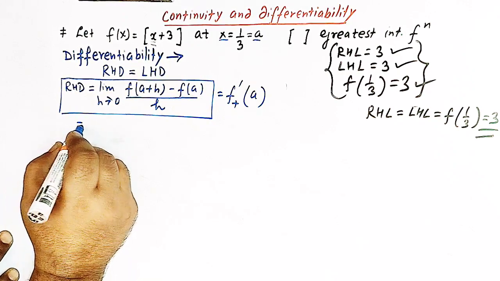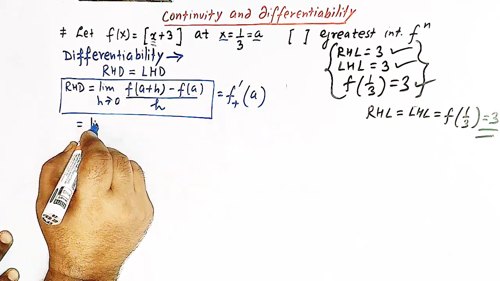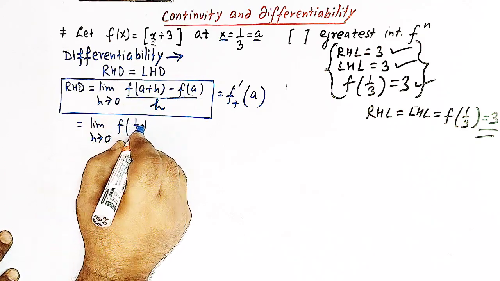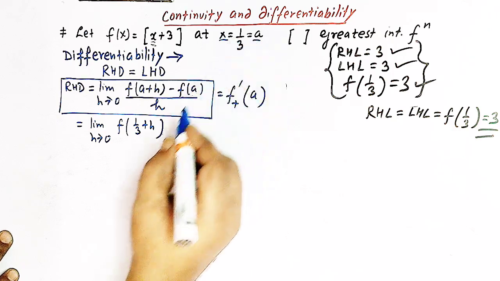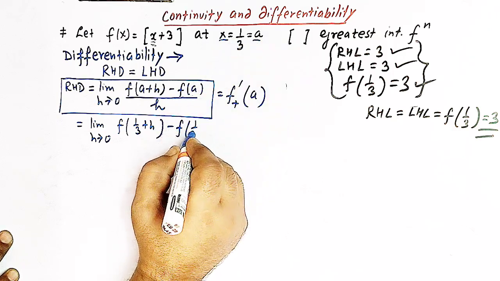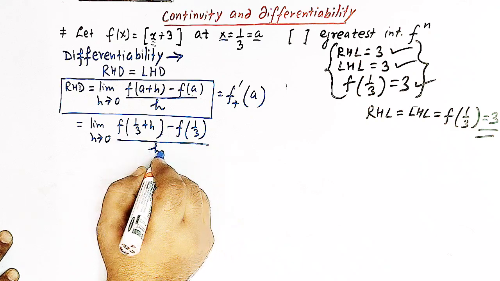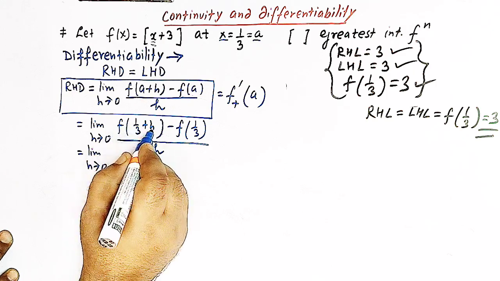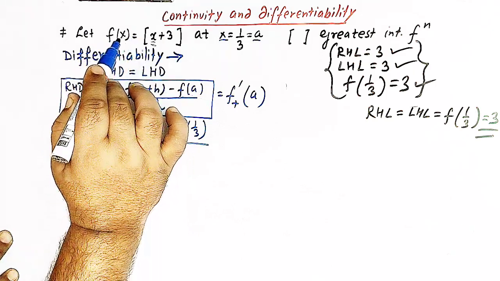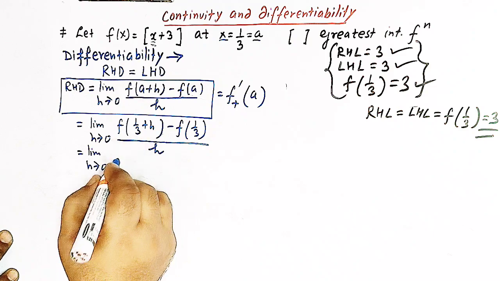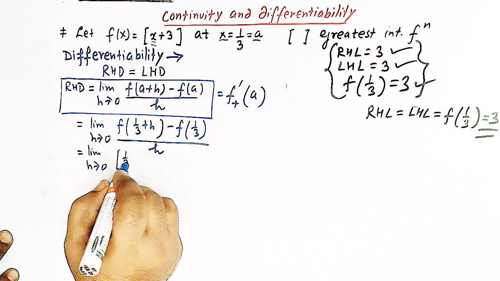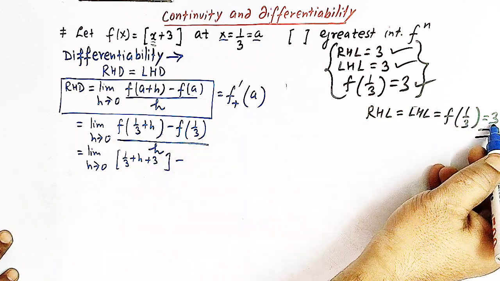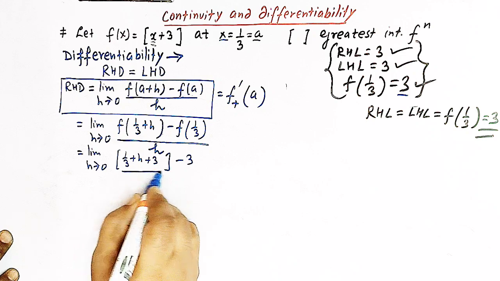So now the right hand derivative is given by the limit h tends to 0. We have f of 1 over 3 plus h, because a is 1 over 3, then we have f of 1 over 3, and here we have h. Now f of 1 over 3 plus h can be obtained by replacing x by 1 over 3 plus h. So we have the greatest integer of 1 over 3 plus h plus 3, and f of 1 over 3 is equal to 3, and here we have h.